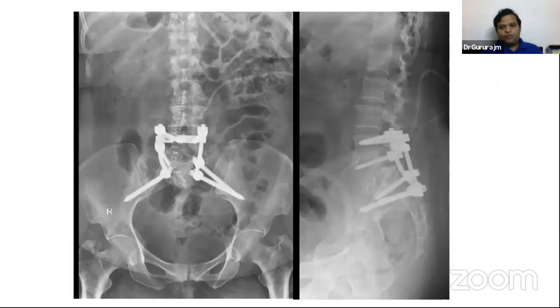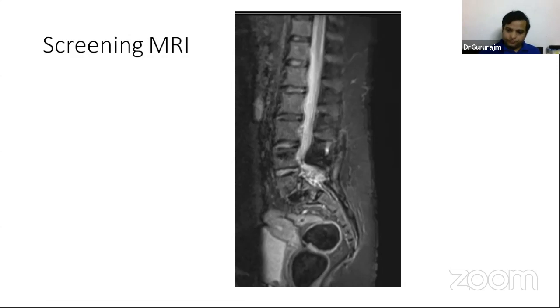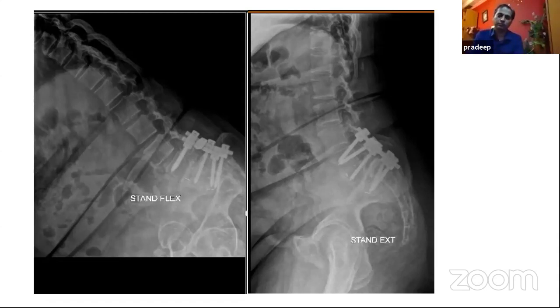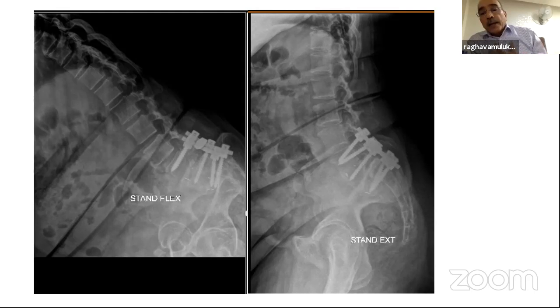So now what do you do? Shall I wait, Gurraj, for others to speak? You can, sir, please proceed. I have an X-ray like this, slightly different. I would have shown it if I could show my screen. This is a situation where I can't do much from behind other than removing the implants. This is what I would do, because I know now for sure all these screws will be loose, in spite of a good fixation.